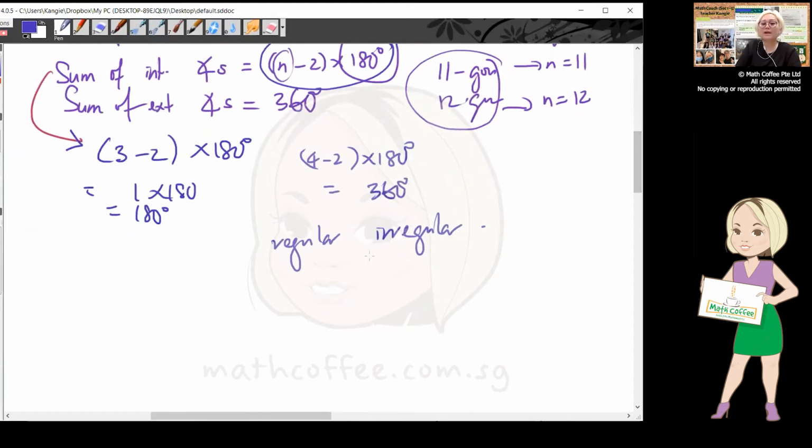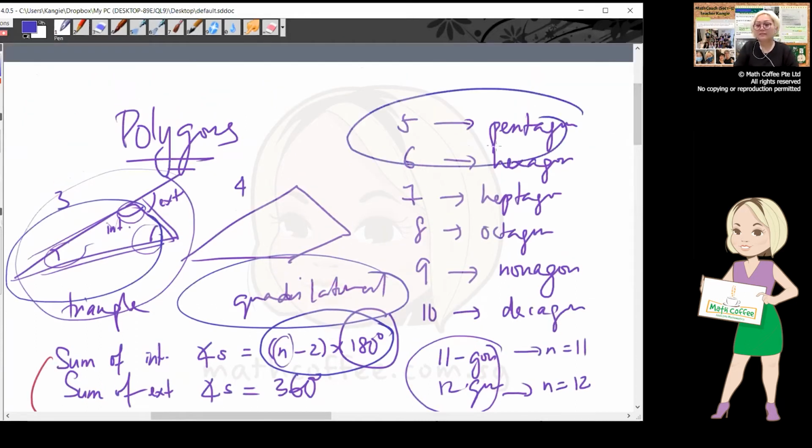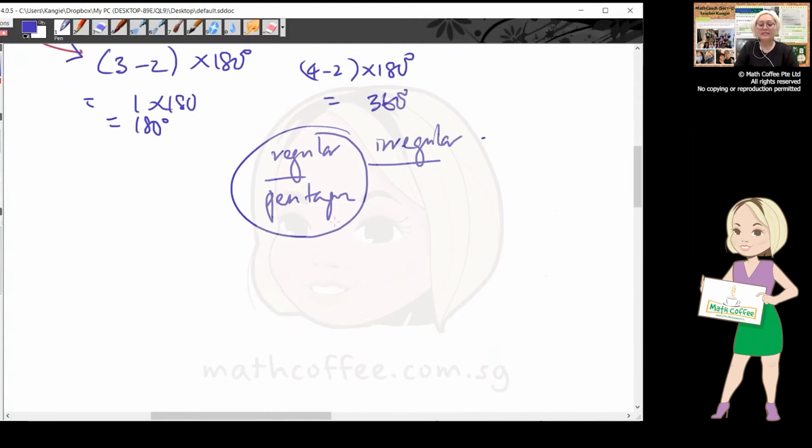Okay, so what does it mean by regular and irregular? If I say regular pentagon, first we know that a pentagon is 5-sided. So now let's take a look. Let's say the pentagon is like that.